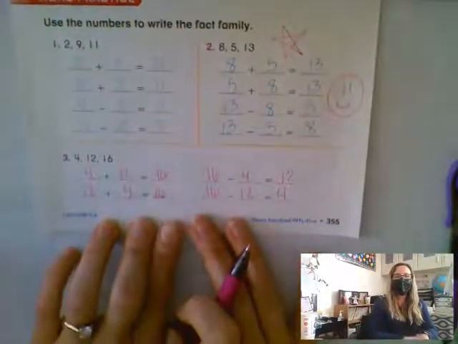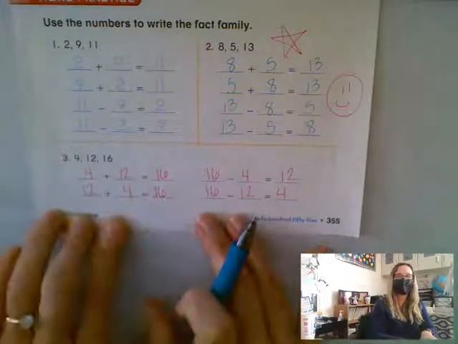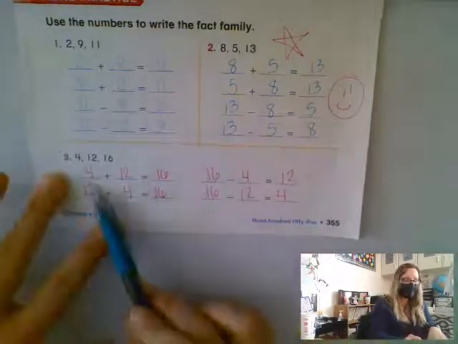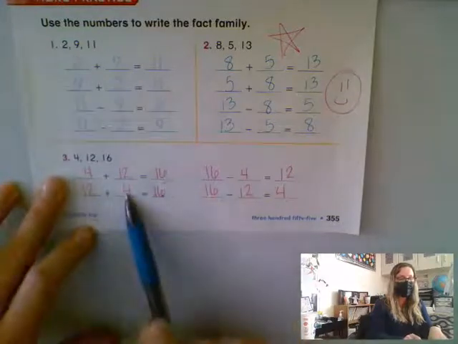And now let's take a look down here. I think they tried to trick us with some bigger numbers, but we're smarter than that. So you should have 2 addition sentences. 4 plus 12 equals 16, and 12 plus 4 equals 16.